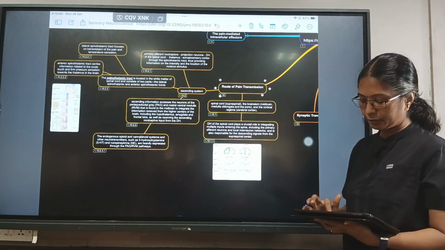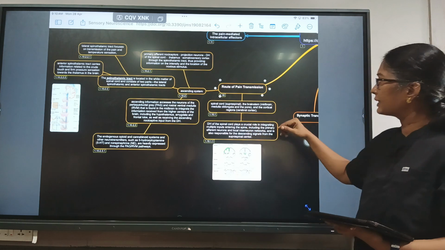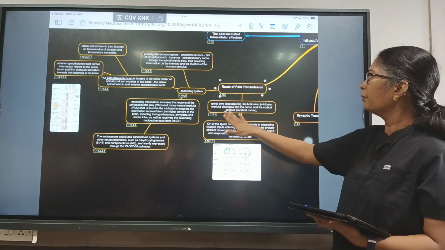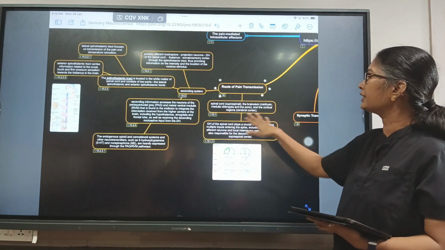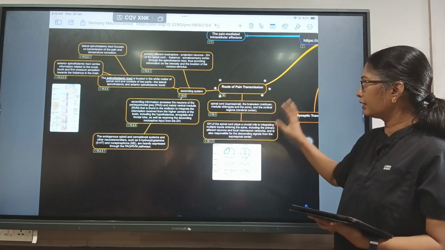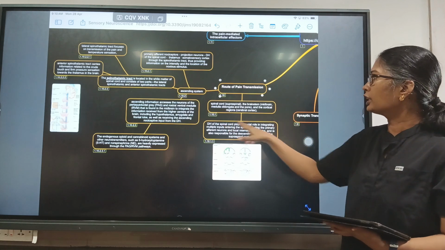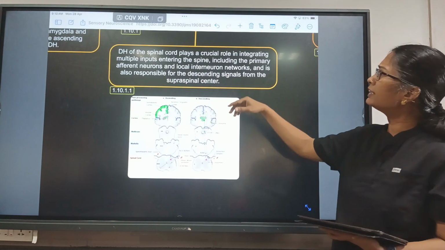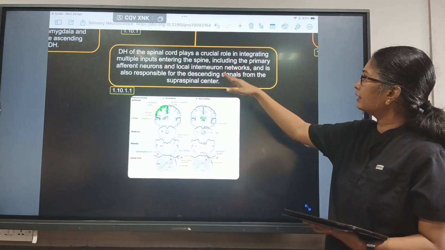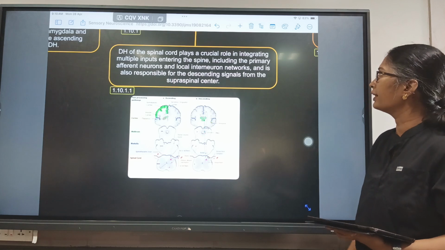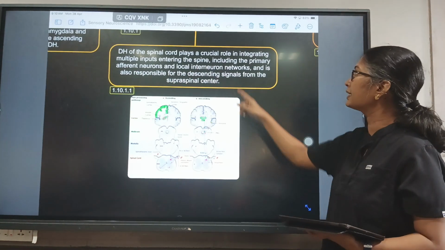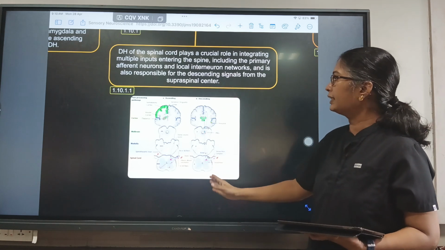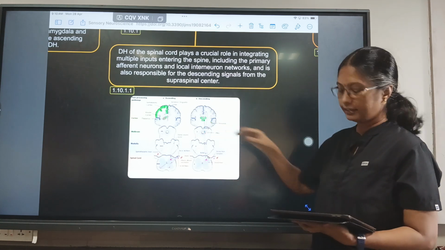And the route of pain transmission, we have the ascending system. The spinal cord, brainstem, medulla oblongata, midbrain and the cortical regions are the areas involved in the processing of pain. The dorsal horn of the spinal cord plays a crucial role in integrating multiple inputs, including the primary afferent neurons and local interneuron networks, and is also responsible for the descending signals from the supraspinal center. So we have both the ascending as well as the descending. Ascending takes the sensation, descending modulates the sensation of pain.